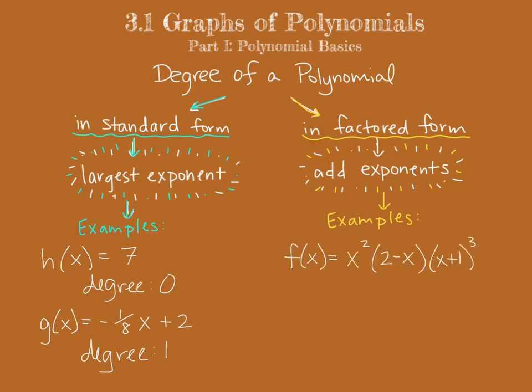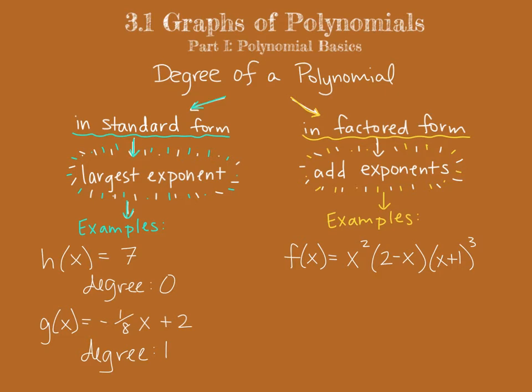All right, over on the factored form side here, this is a polynomial written in factored form, and you can see that the terms are not separated by pluses or minuses. They are inside each factor. This f of x has 3 factors. X squared is 1, 2 minus x is another, and x plus 1 is the third factor. We want to look at all of the exponents, so we can see that here the exponent of this factor is 2, the exponent of this factor is 1, and the exponent of this factor is 3.